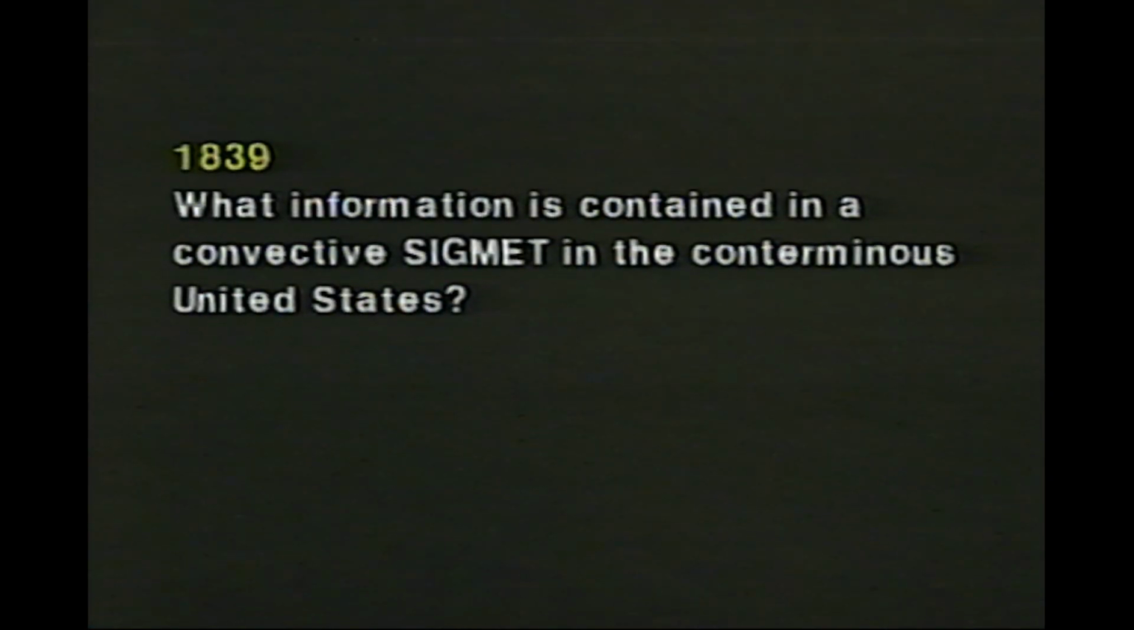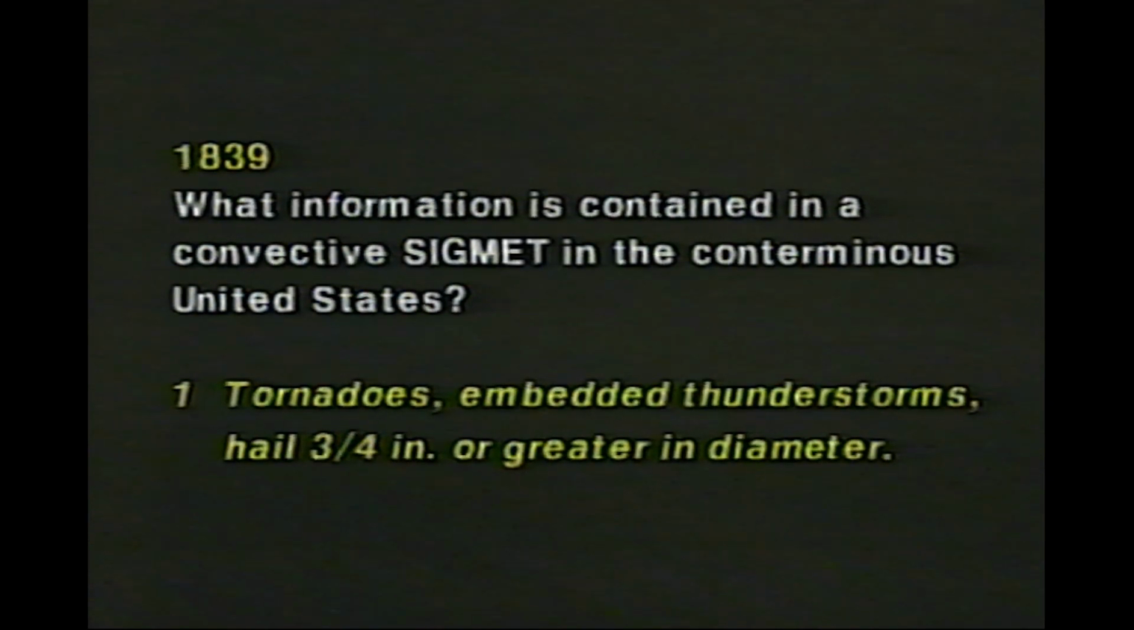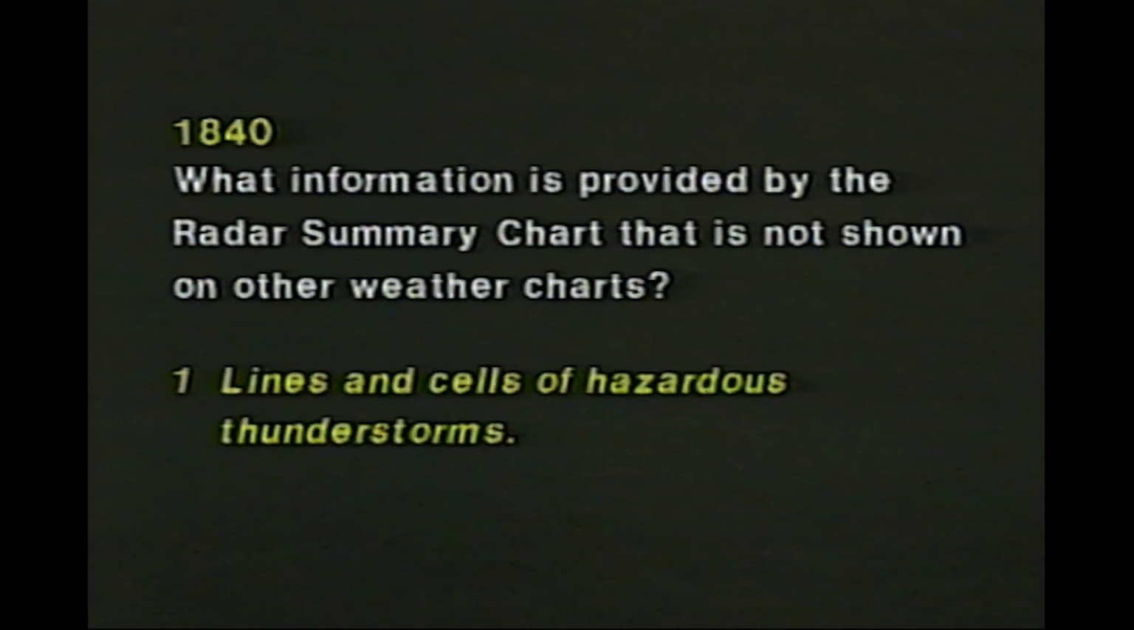839. What information is contained in a convective SIGMET in the conterminous United States? Convective SIGMETs have to do with convective activity like thunderstorms. It's answer 1, tornadoes, embedded thunderstorms, and hail 3/4 of an inch or greater in diameter. 840. What information is provided by radar summary chart that is not shown on other weather charts? It's answer 1, lines and cells of hazardous thunderstorms.